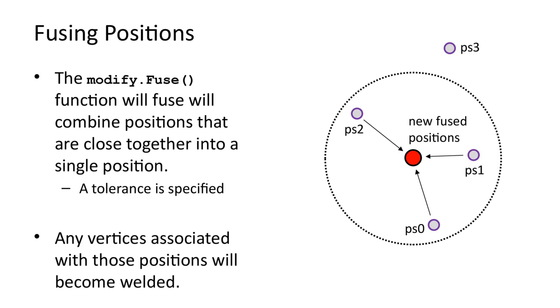Before the fuse, each vertex had its own position. After the fuse, the three positions are all replaced by one new position, which means that the three vertices all share the same position. If positions 0, 1 and 2 are used in some polylines, then fusing will create a connection between those polylines.